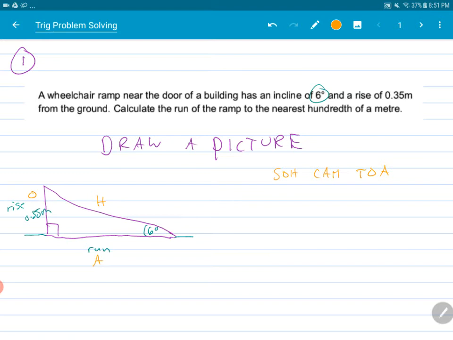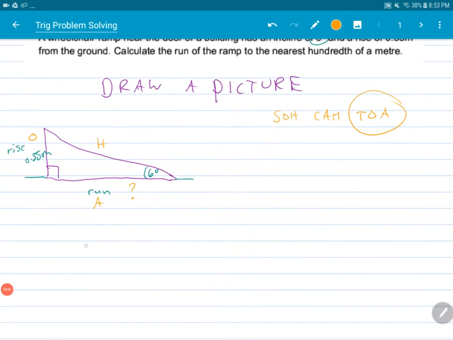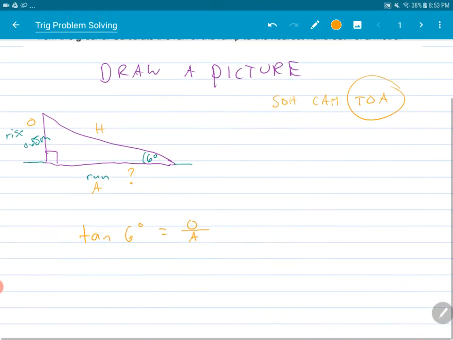So now that that is all said and done, what do we have? We have the opposite, and what are we looking for? Well, the question wants us to find the run. So we have the opposite, and we're looking for the adjacent. Looks to me like the only thing that has opposite and adjacent is tan. So we want to use tan. So we're going to set up with our tan of 6 degrees is equal to opposite over adjacent. It's up to you if you want to replace adjacent with a variable such as x, or you can leave it as a. It's fine by me.